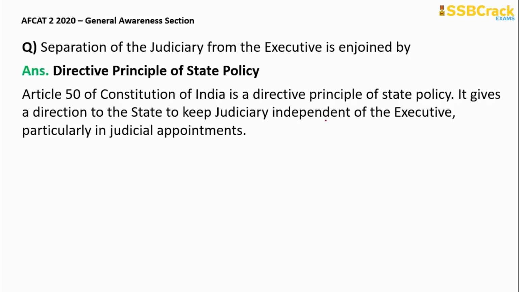Next question is, separation of judiciary from the executive is enjoined by. This is a question from the polity section. So separation of judiciary from the executive is enjoined by directive principles of state policy. So Article 50 of the Constitution of India is a directive principle of state policy. It gives a direction to the state to keep the judiciary independent of the executive, particularly in the judicial appointments. So this is the article where you will see the separation of the judiciary from the executive.